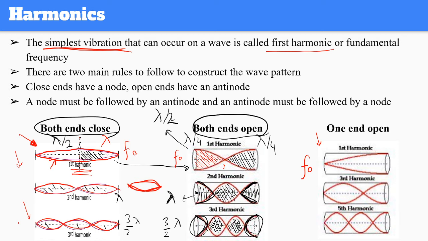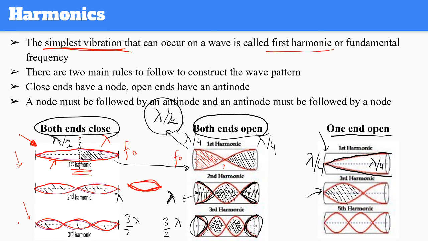But if you are talking about one end open systems, the first harmonic is not going to be half of a wavelength, but you are actually going to have half of the half, which is a quarter of a wavelength. The smallest wavelength that you can have is a quarter of a wavelength. The simplest wave that you can fit in. If you would like to move to the next harmonic, you are going to actually need to add another loop again.